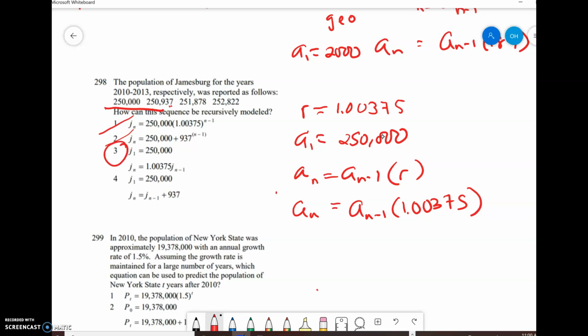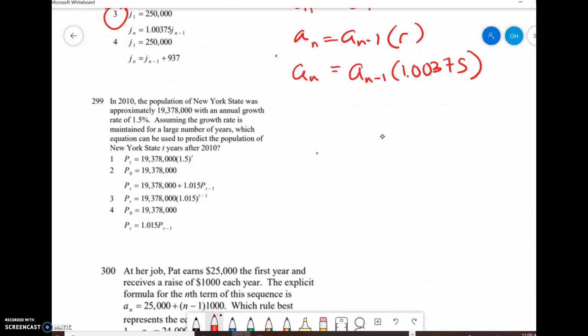And I also want to point out that this formula is an explicit formula for a geometric sequence. Okay, so they'll throw that in there to confuse you. Okay, all right, let's move on.